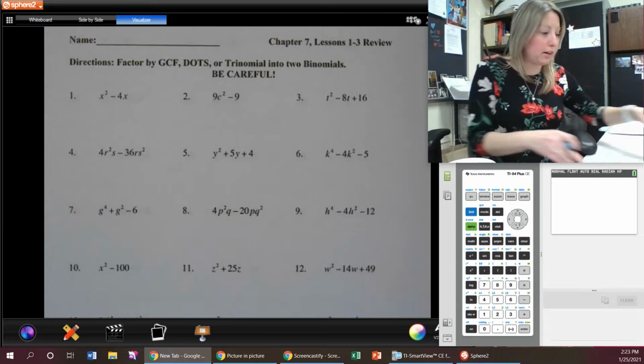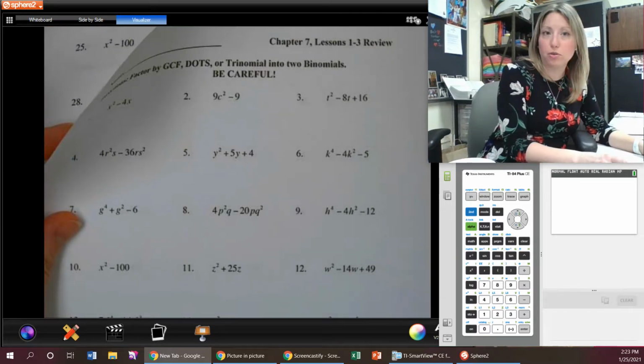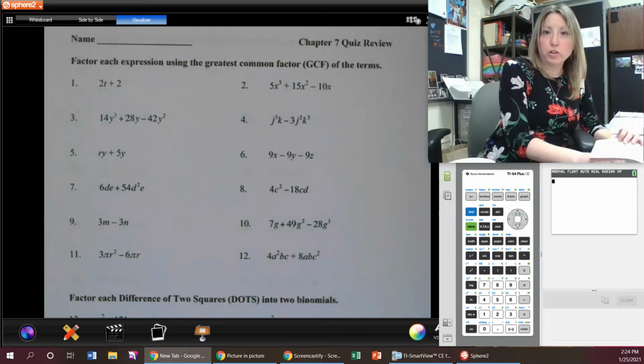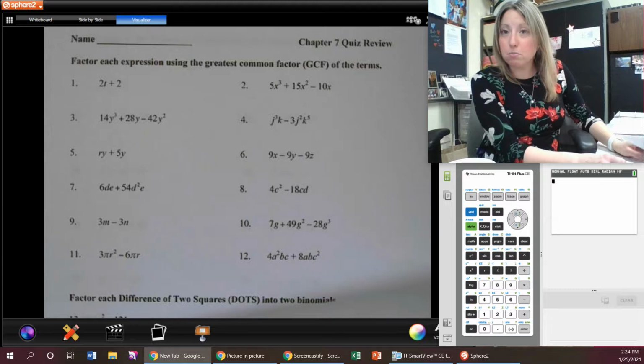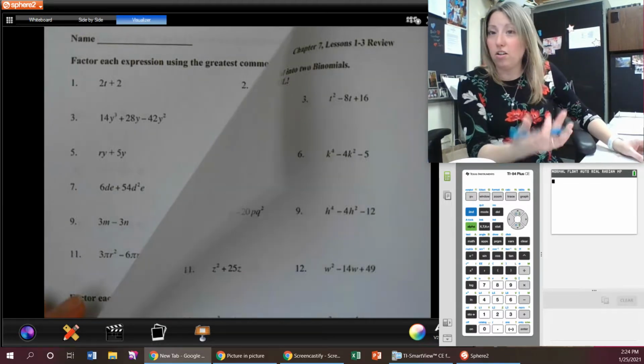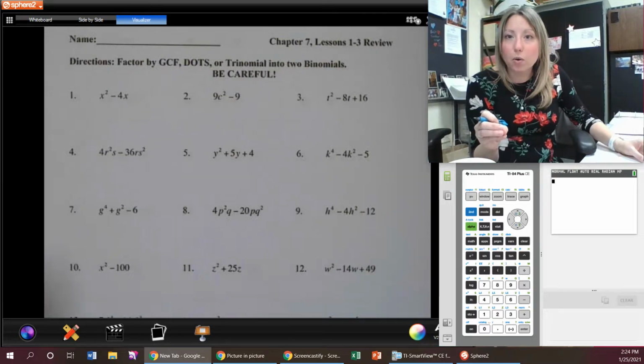Now, in your packet, I just want to point out there is both a Chapter 7 Lessons 1 through 3 review and a Chapter 7 quiz review. These are the same thing. They are reviewing the same things, okay? And it is all lessons 1 through 3. I want to go over a little bit of both, okay?